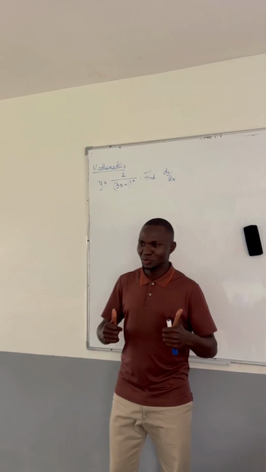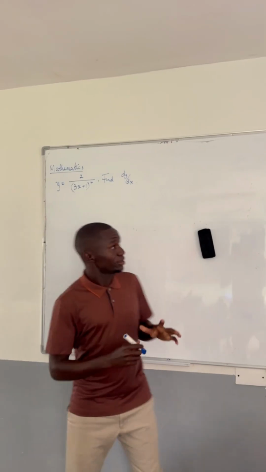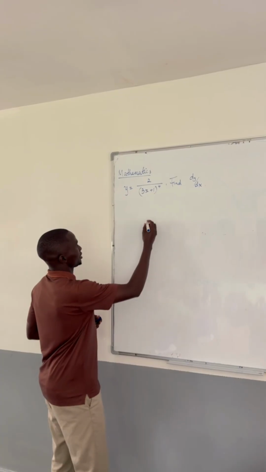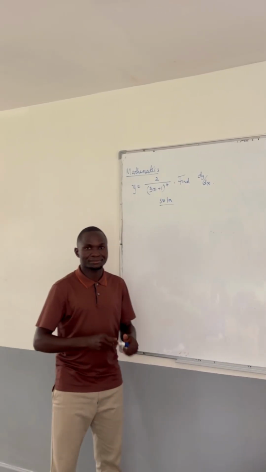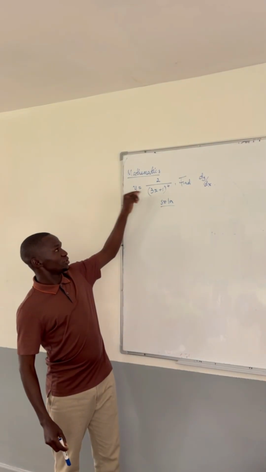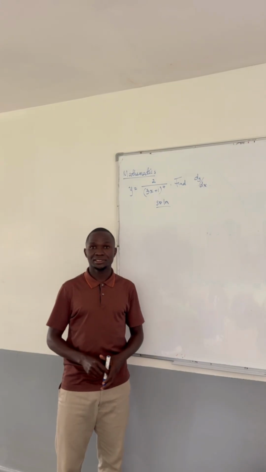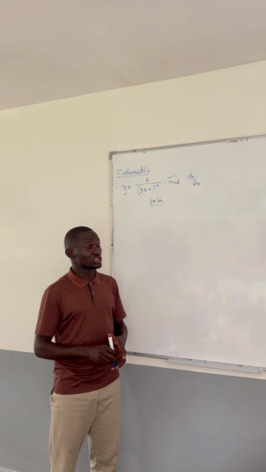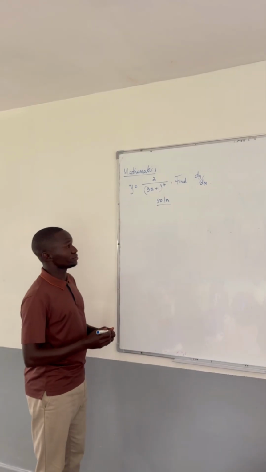Hi guys, today we're going to solve this simple differential equation. We are asked to find dy over dx. For us to be able to solve such a question, we'll have to consider the denominator. You realize that the function has a power which is greater than 1. That means that we cannot use the normal differentiation rules that we are used to. So we're going to apply something we call the chain rule.